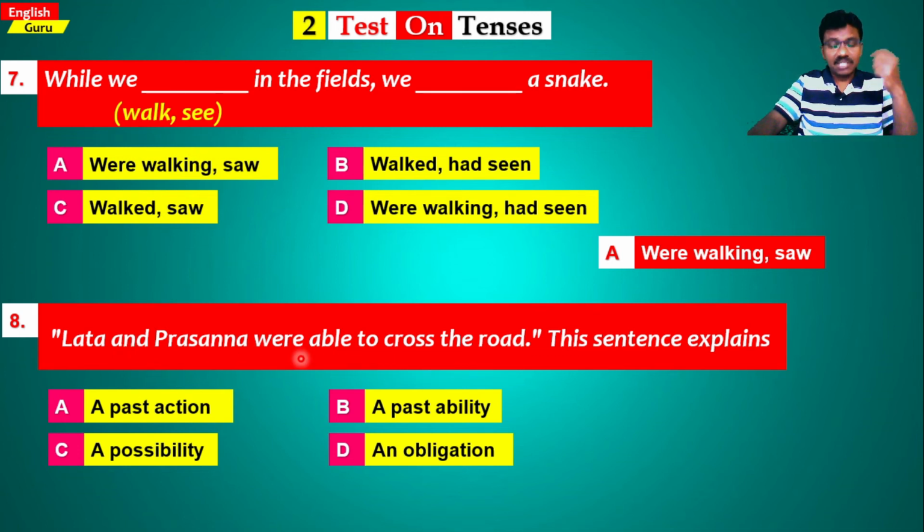So it was their past ability. They were able to cross the road. In the past, they had the ability to cross the road. So finally, from the question itself we can understand option B, a past ability. So this sentence is explaining about the past ability of Lata and Prasanna. So option B, past ability, is the right answer.